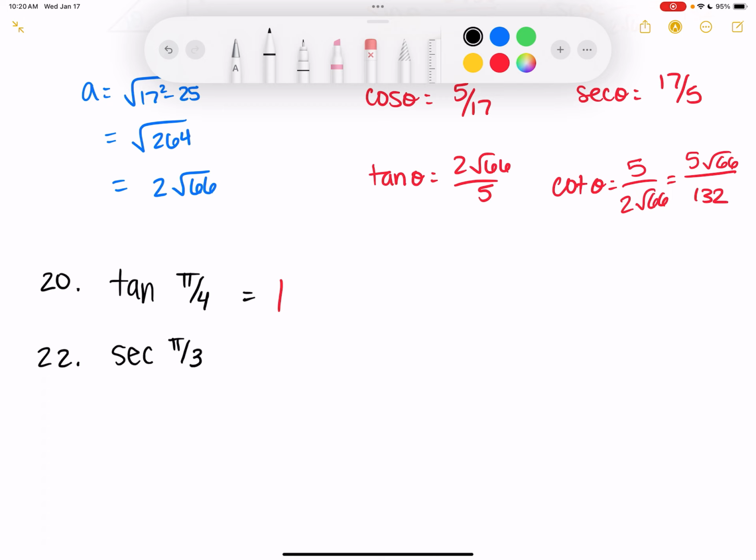All right, 22, the secant of pi over 3. Now, we didn't write secant values on our unit circle. We could have, but it just gets a little excessive. But what does secant go with? Cosine. So we can think about this as 1 over the cosine of pi over 3. And what is the cosine of pi over 3? 1/2. So this is 1 over 1/2, which keep, change, flip would make it 2. So the secant of pi over 3 would be 2.